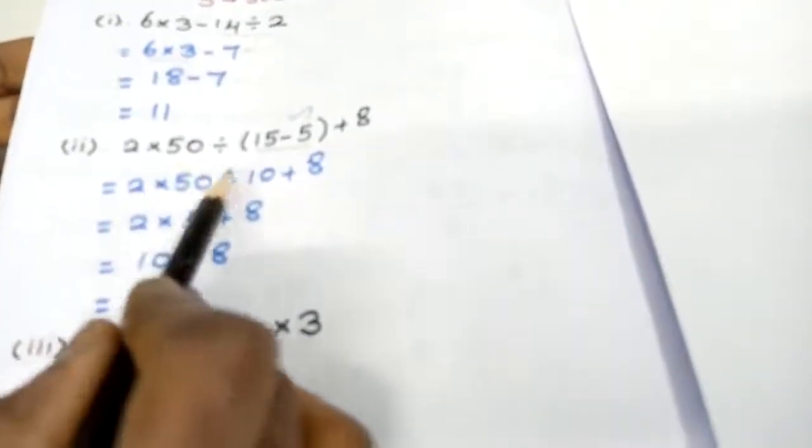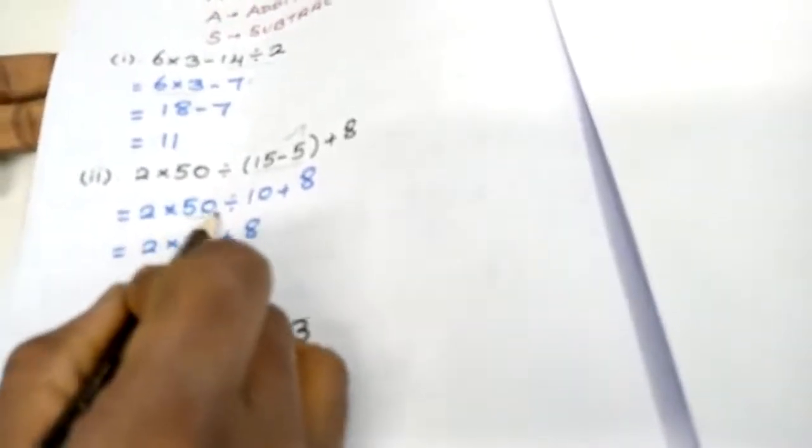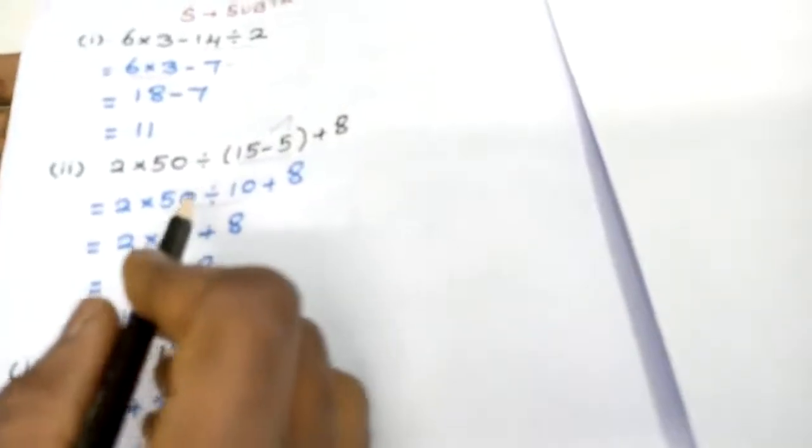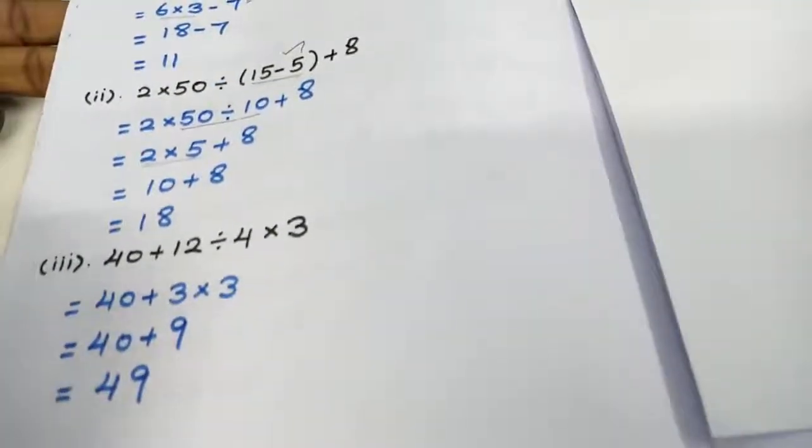Now see here, what is the thing I am having here? Multiplication, division, addition. Next I am going to give the place for division. 50 divided by 10. So be careful while you are doing the sum. 50 divided by 10 means I will get it as 5. Multiplication, addition. Next I am going to give the place for multiplication, 10. 10 plus 8, 18. So this is a way of applying the BODMAS rule.